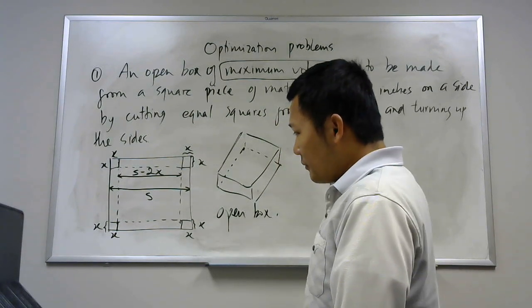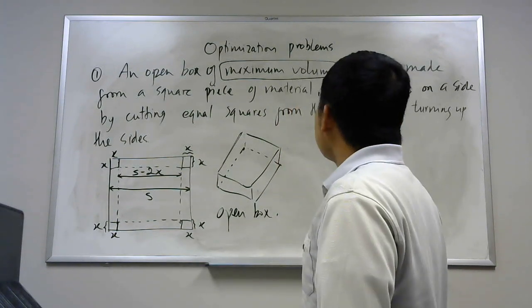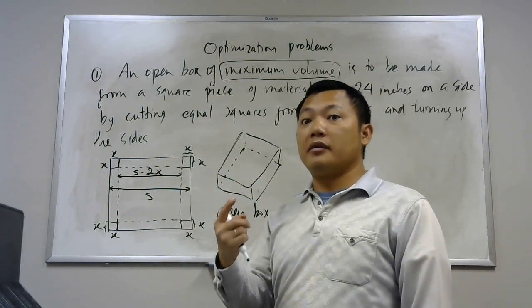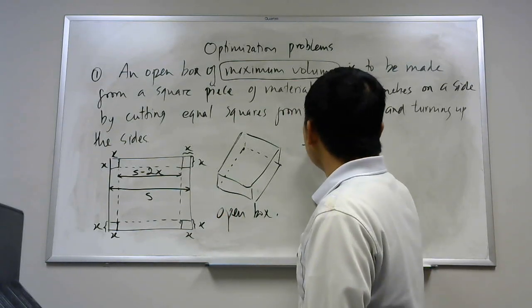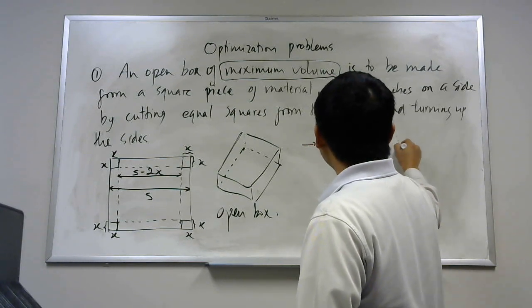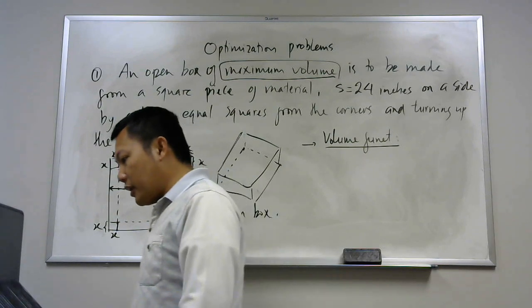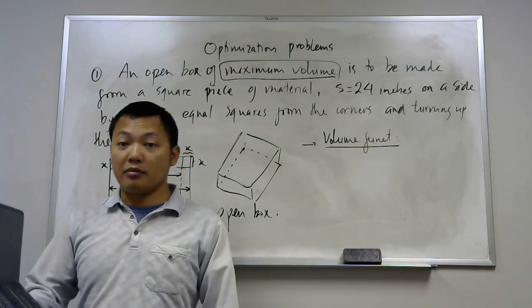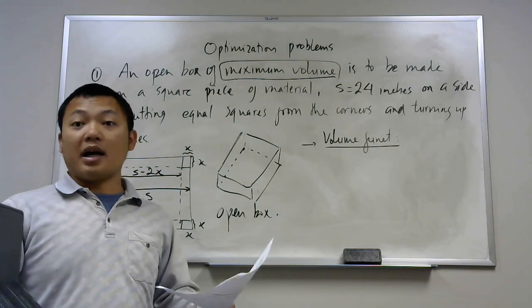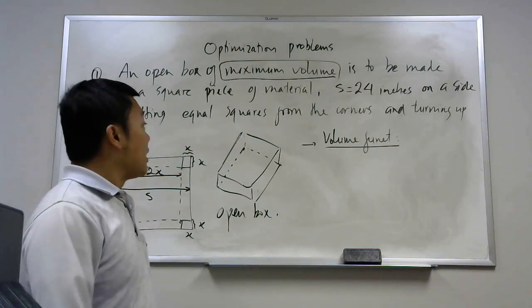So since they ask us to find maximum volume, first we need to find the volume function. Once we have the volume function, we try to maximize this function, or just find the maximum, or in this case, the absolute maximum of this function.